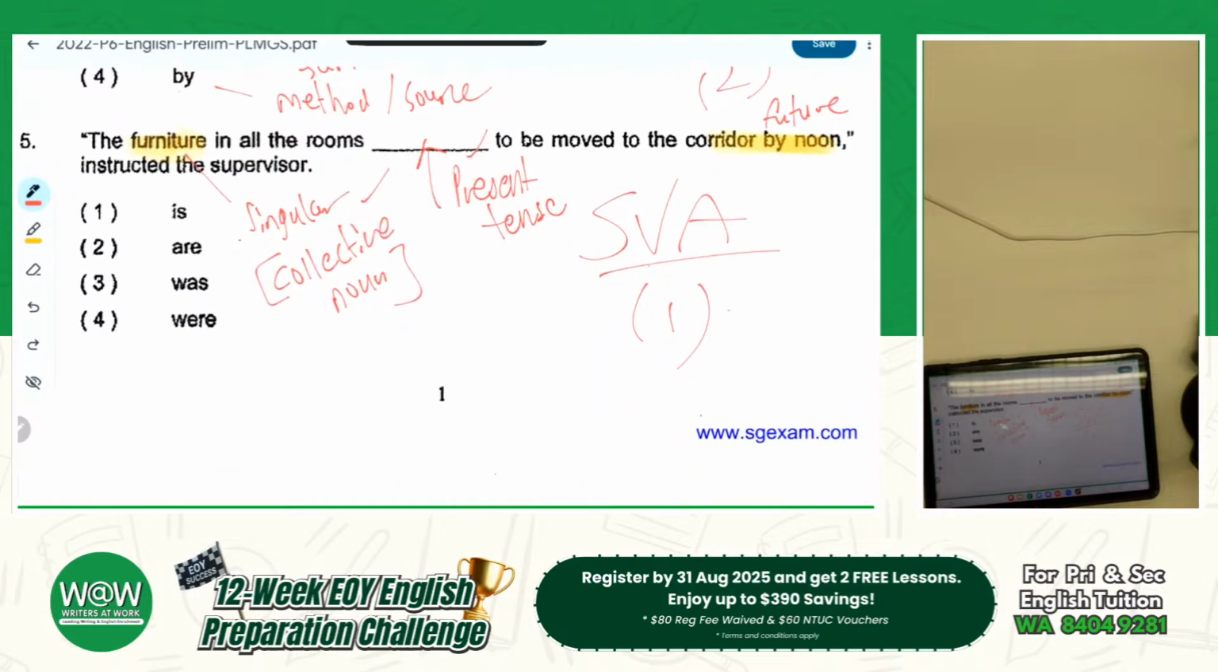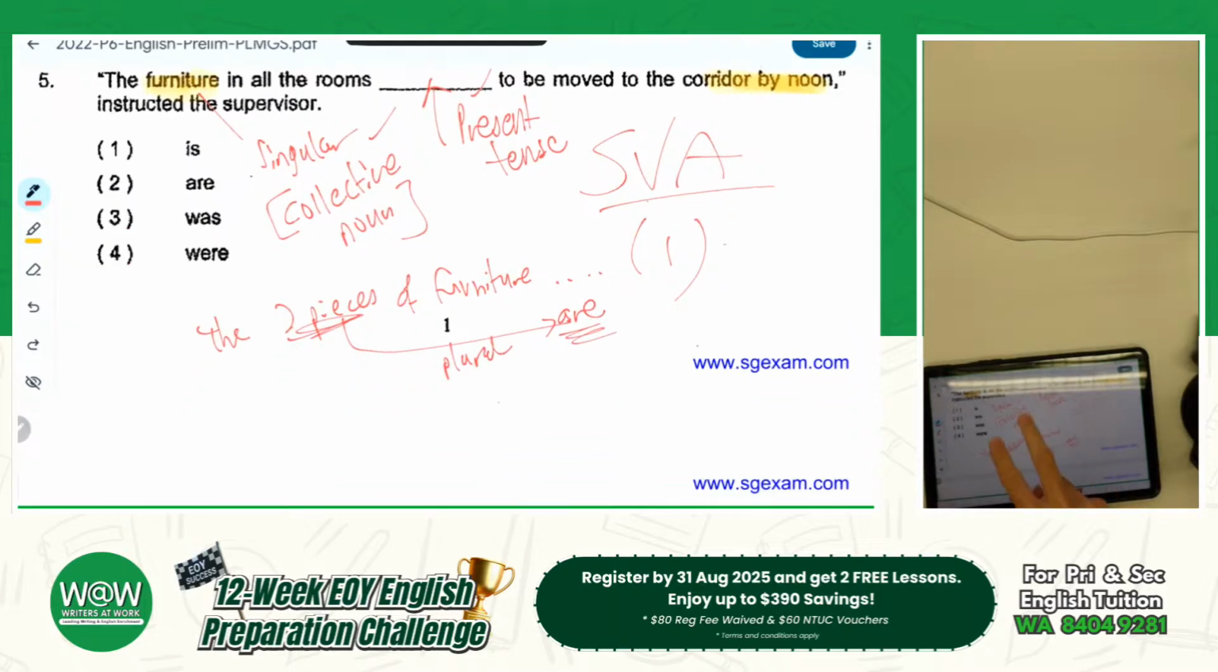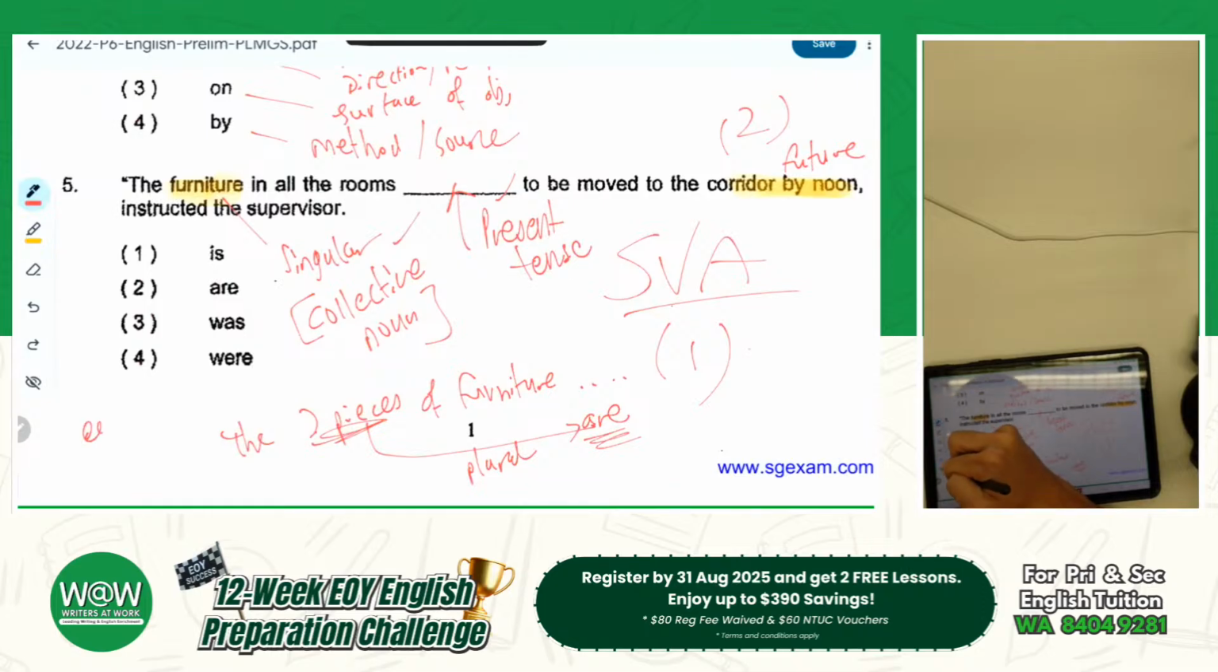Okay, I just want to point out to everyone, if I say the 2 pieces of furniture in all the room, blah, blah, blah, then the answer will be are. Because 2 pieces here is plural. Okay, just take note. Apart from furniture, we have things like equipment and luggage. They also fall under the same category of collective nouns. As such, we need to use a singular verb when we encounter such things.